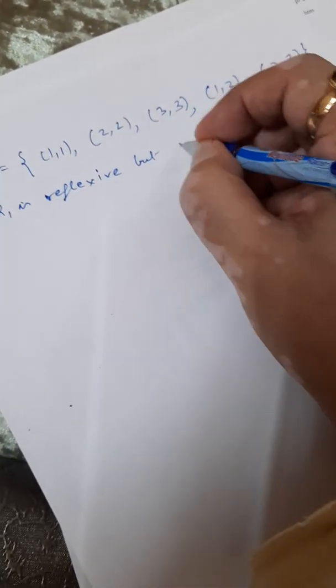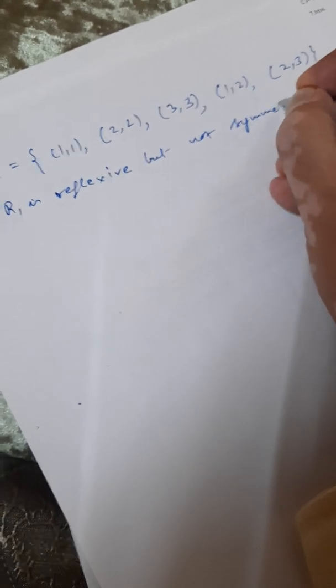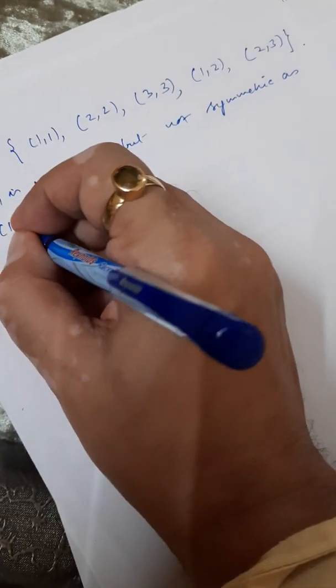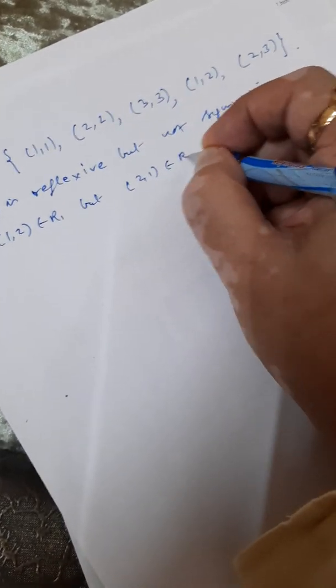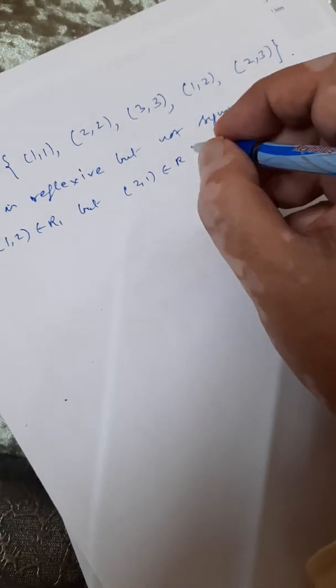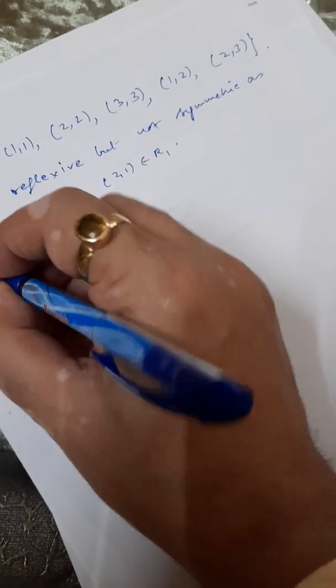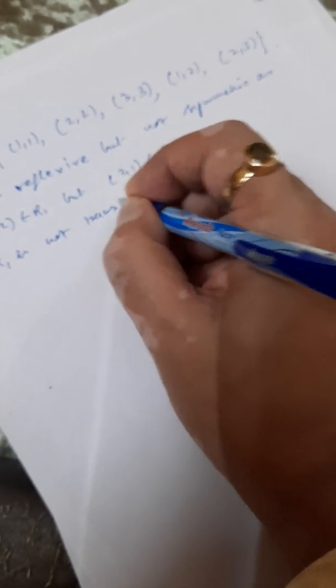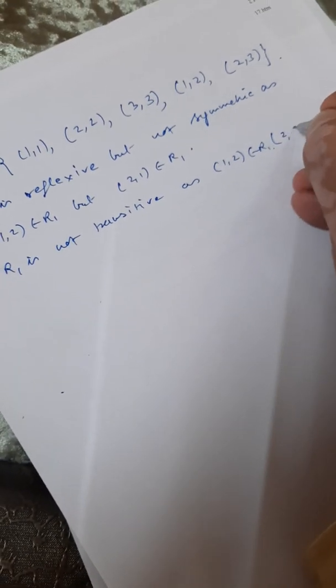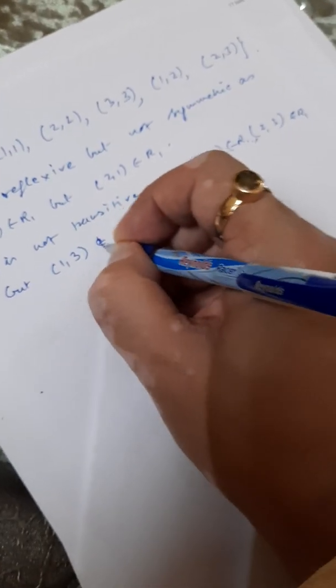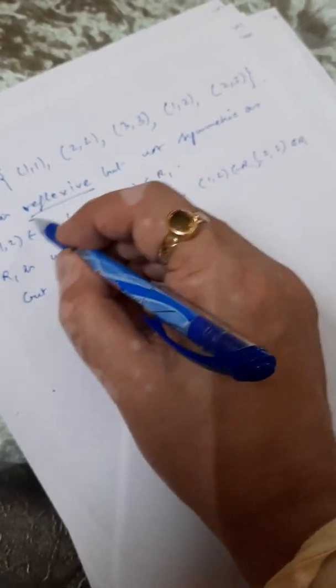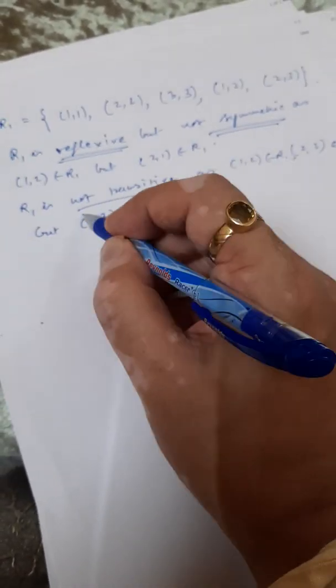So R1 is reflexive but not symmetric, as (1,2) is in R1 but (2,1) is not in R1. Even if you take (2,3) is in R1 and (3,2) not in R1, that will also work. And R1 is not transitive, as (1,2) is in R1, (2,3) is in R1, but (1,3) is not in R1. So I have given the example which is reflexive but not symmetric and not transitive.